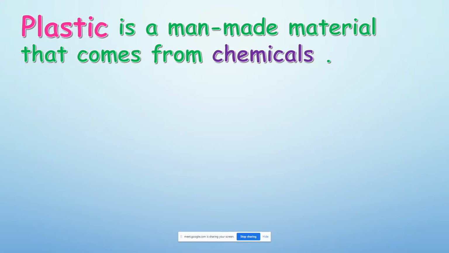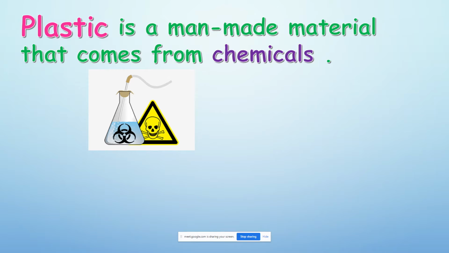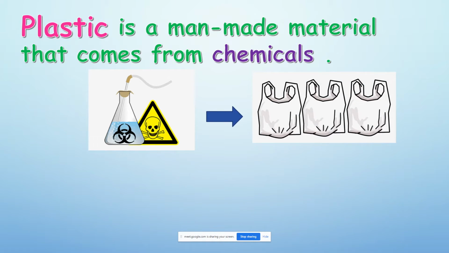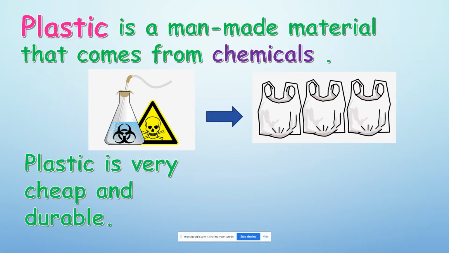All right. The last one is plastic. Plastic is a man-made material that comes from chemicals. Chemicals are very, very bad. They're like poisons. They use chemicals in making plastic. Yes, that's why plastics are very bad for the environment.